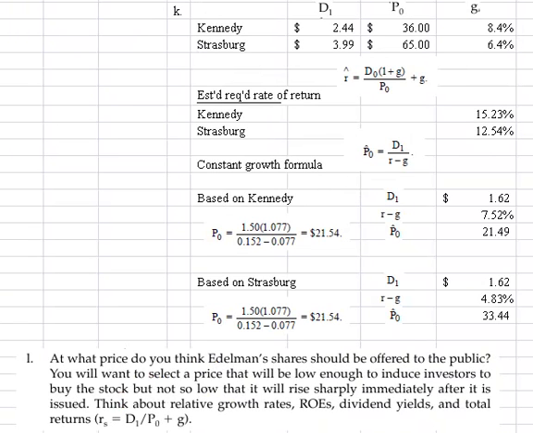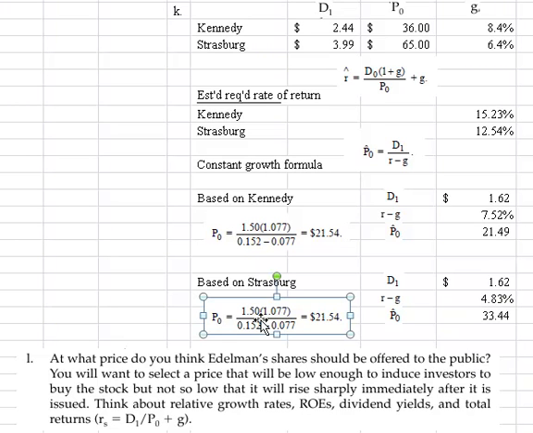Now let's take a look at the last part of this problem. It says, at what price do you think Edelman's shares should be offered to the public? You'll want to select a price that will be low enough to induce investors to buy the stock, but not so low that it will rise sharply immediately after it is issued. Think about relative growth rates, return on equity, or ROEs, dividend yields, and total returns. Now let's talk about that a little bit. I think the potential range we come up with falls between that 21.49, or 21.54 if you use the published solutions, and the $33.44 that we calculated.